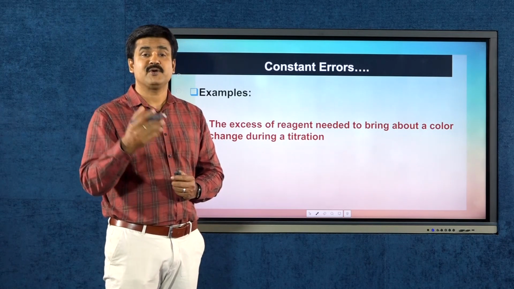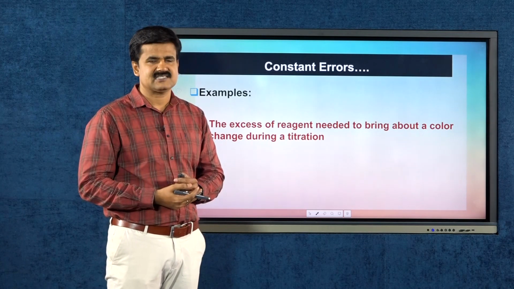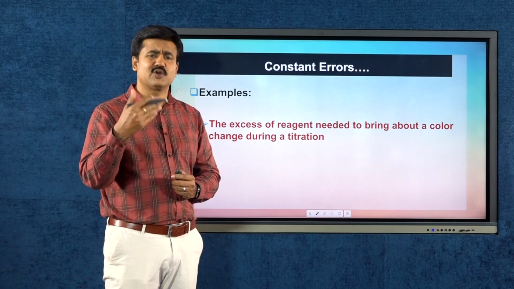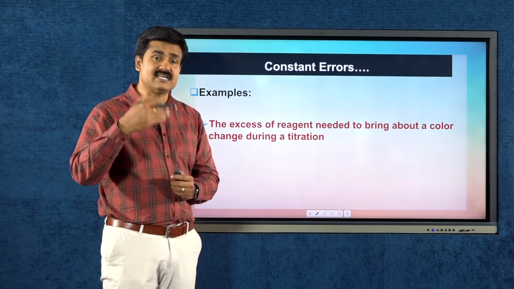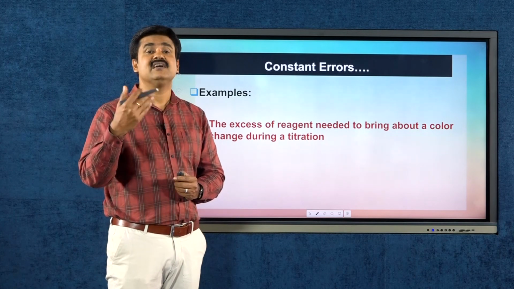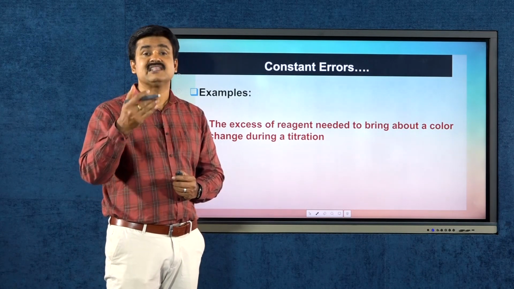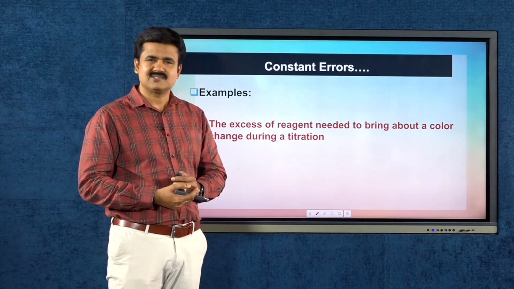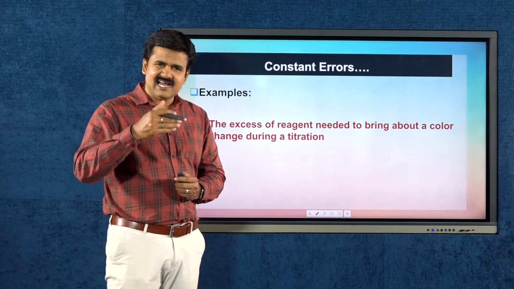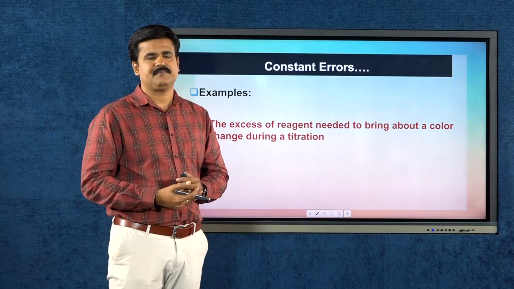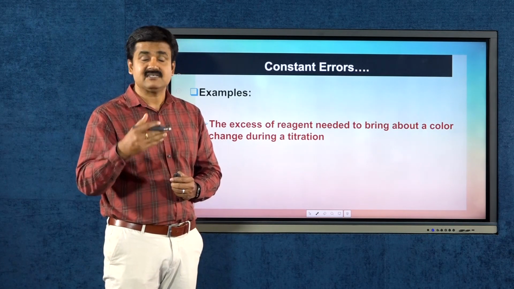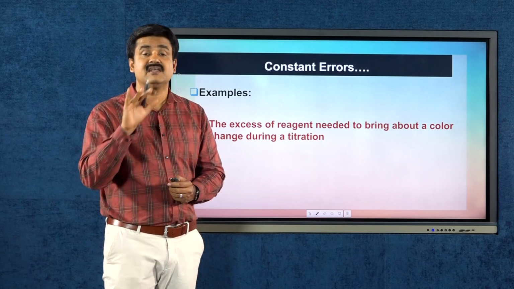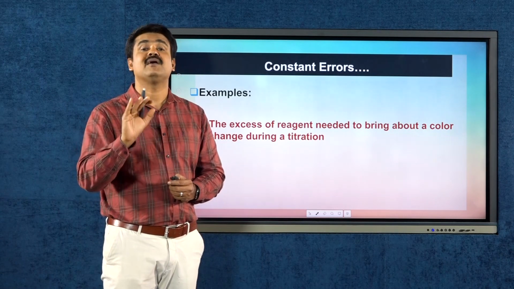For example, you are doing permanganometric titrations. You have to add 1 or 2 drops of potassium permanganate in excess to find out the end point by noticing the appearance of a pale violet color. So, the extra quantity you have to add to get the end point is constant in all types of permanganometric titrations.